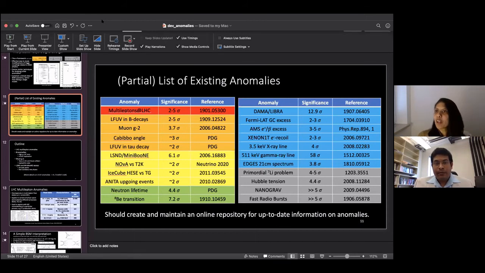We do have a comment from the audience. Leandro basically suggests that we could add the forward-backward asymmetry of the bottom quark at LEP to the list. So there is one more candidate on the list that we can keep.